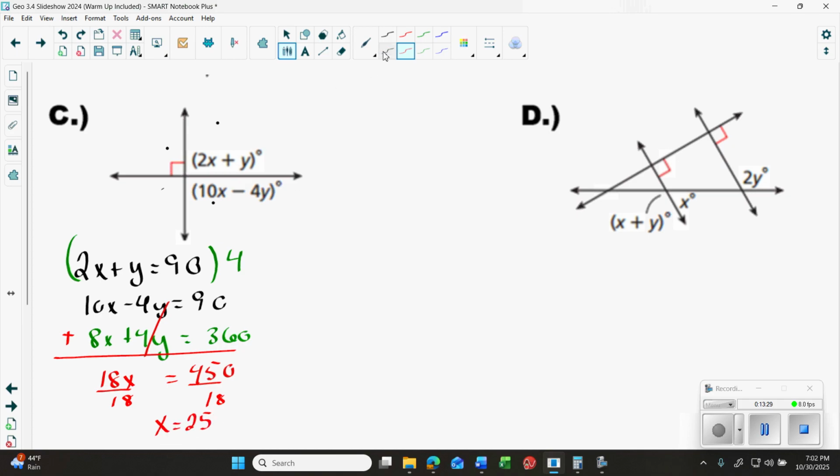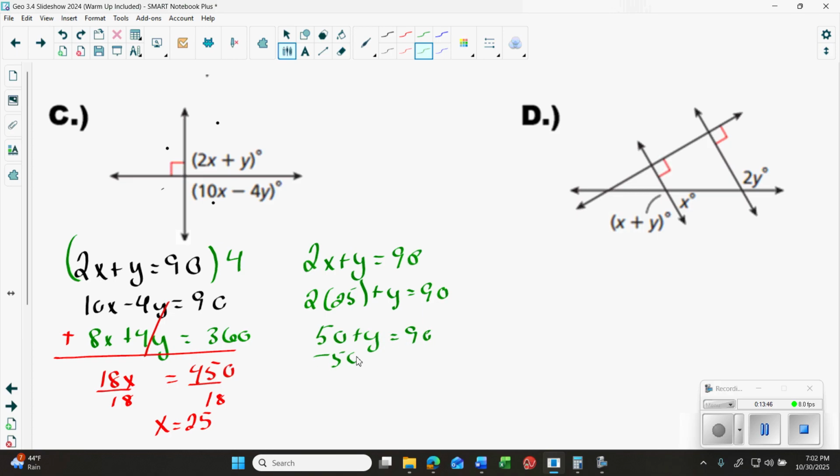Come back in. Let's solve for y. Let's do the first one. 2x plus y equals 90. So 2 times 25 plus y equals 90. We get 50 plus y equals 90. So y equals 40. Very good.